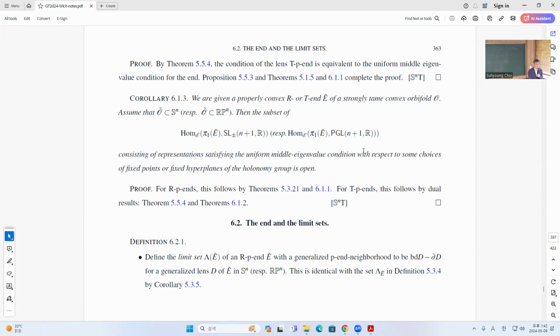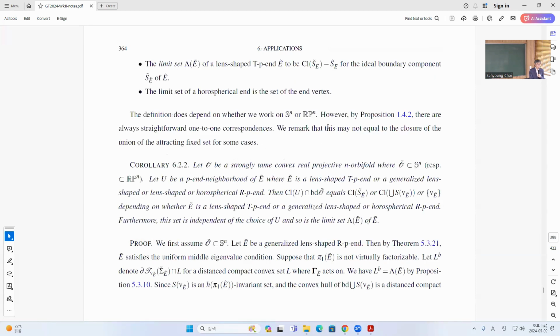Okay, and then corollary 6.1.3. So a space of representations satisfying the uniform middle eigenvalue condition is still open again, because this is equivalent to the lens conditions. Okay, so in 6.2, we define the limit set of RPn to be just BD minus partial D for the generalized lens. And this is actually the same definition as what we did in the previous chapter. And so for Tn, you look at the totally geodesic boundary, and then from the closure you remove itself.